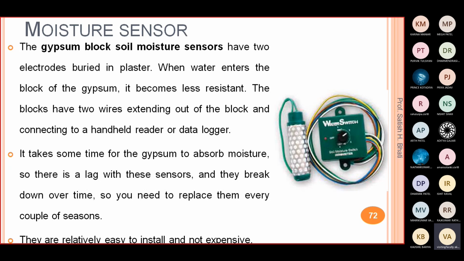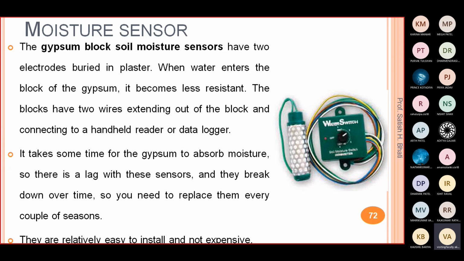This type of soil moisture sensor takes some time for the gypsum to absorb the moisture. Here they are using gypsum material, so this gypsum will take some time to absorb the moisture, and because of that, whenever you put this sensor in the soil, it will not directly give the exact reading. You have to wait for some time. So you can say there is a lag with this type of sensor, because they are made of a gypsum block, and you have to put that block inside the soil.